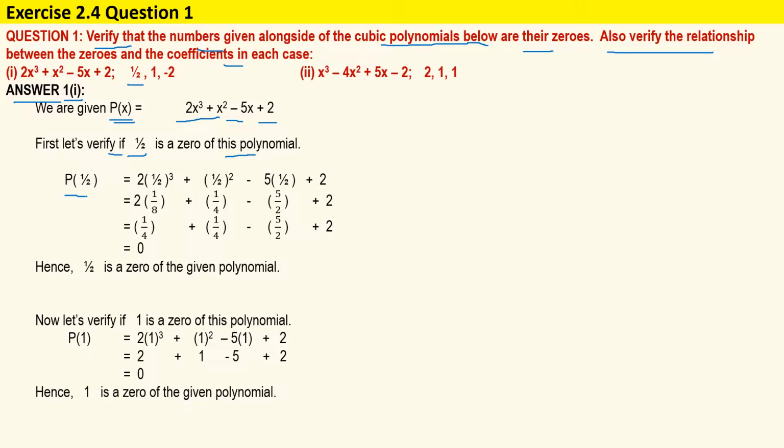So p(1/2) will be equal to 2 times (1/2) raised to power 3, plus (1/2) squared, minus 5 multiplied by 1/2, plus 2. Once simplified, this makes p(x) equal to 0, and since this is equal to 0, 1/2 is a zero of this given polynomial. The second step is to verify whether 1 is a zero of this polynomial. So we find the value of p(1), that is when x is equal to 1, and we get that p(1) is equal to 0. Hence 1 is a zero of this given polynomial.